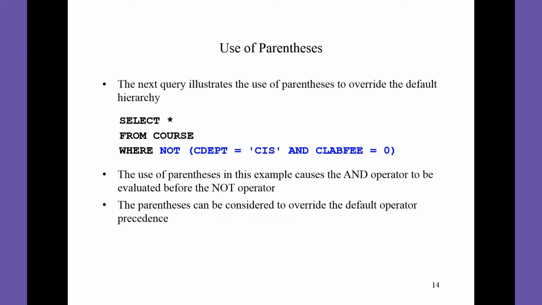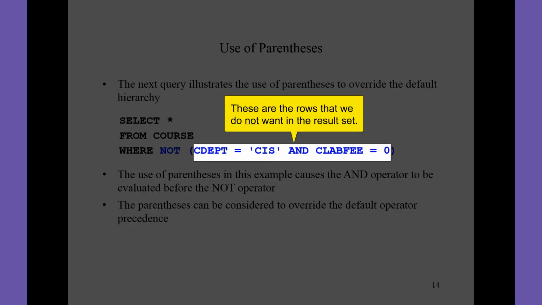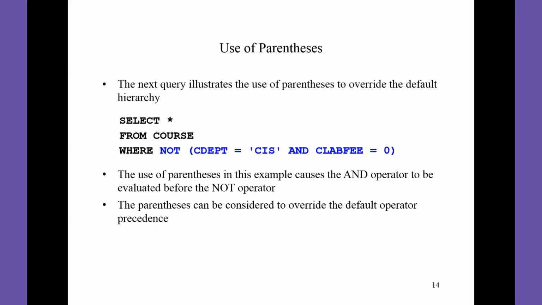The following query provides an interesting example of negation. In writing the query, we start with a condition to identify the rows that we do not want: C department equals CIS and lab fee equals 0. We then precede this complex expression with the word not. The parentheses are needed to group these two simple conditions together and override the precedence of not versus and.